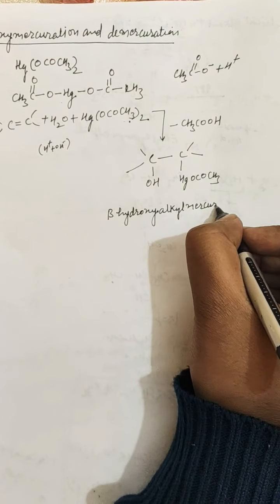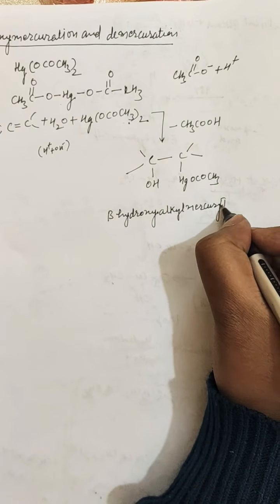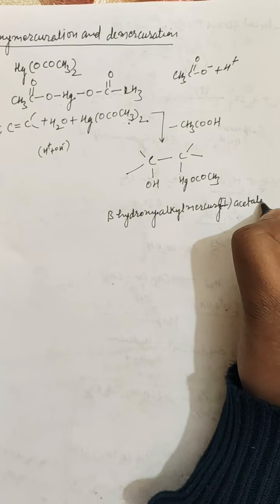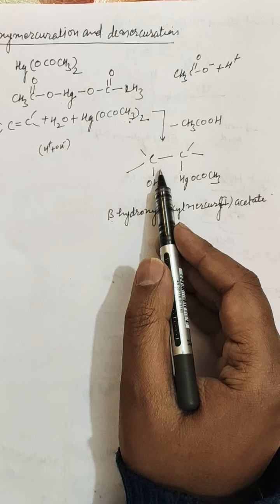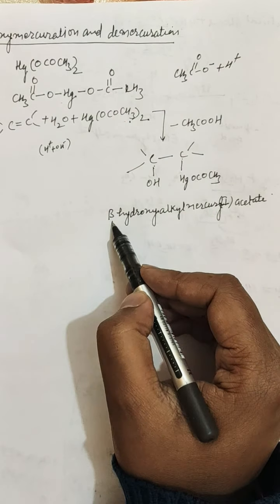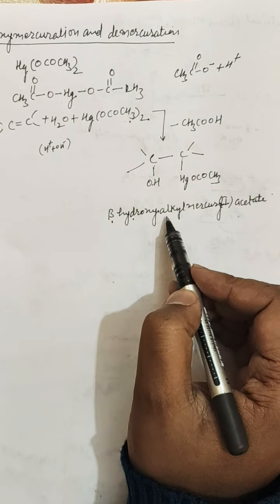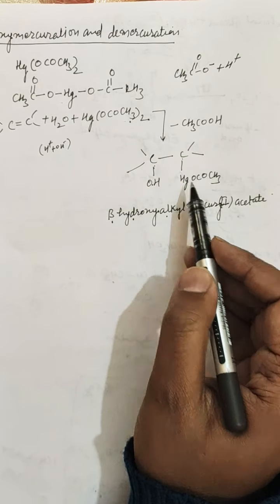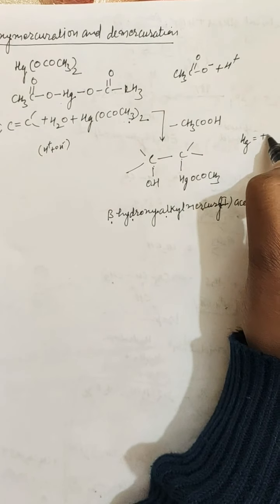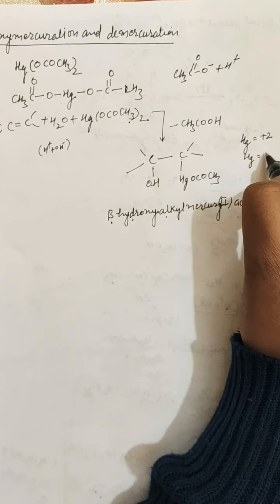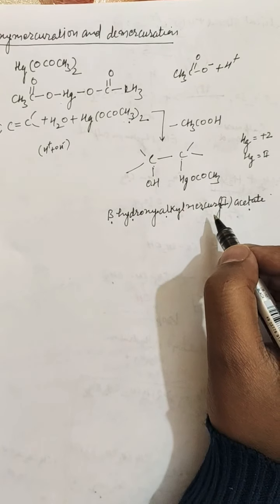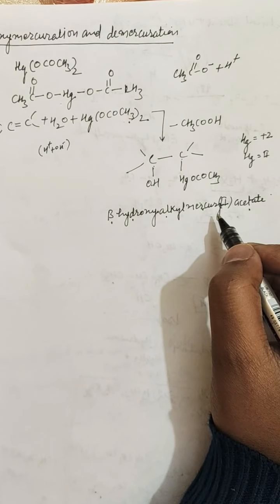mercury 2 acetate. So beta means at beta position, this is alpha position, this is beta position. At beta position hydroxy group is present. Alkyl mercury, the oxidation state of mercury here is plus 2, so it has been written as Hg2 acetate. Okay, so this is the beta hydroxy alkyl mercury 2 acetate.